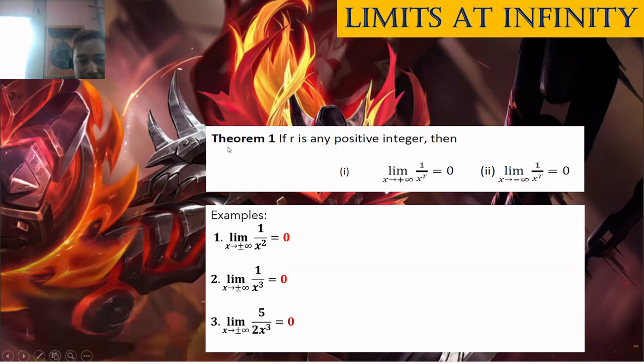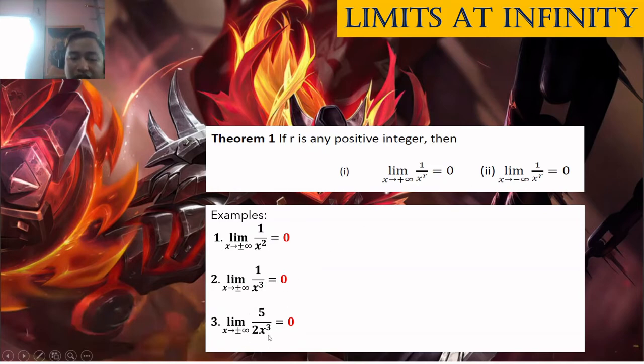So, for example, 1 over x squared. The limit of this one as x approaches positive or negative infinity. So you can directly write it, class. The answer is 0. And then 1 over x cubed. It doesn't matter whether it is even or odd, that is r, here 3. Okay, this is always 0.